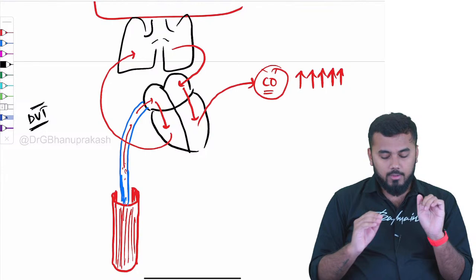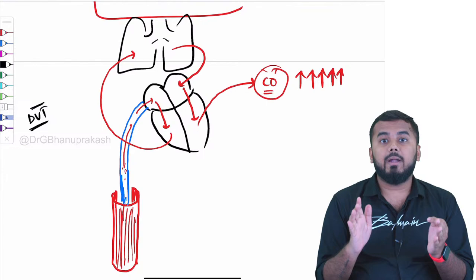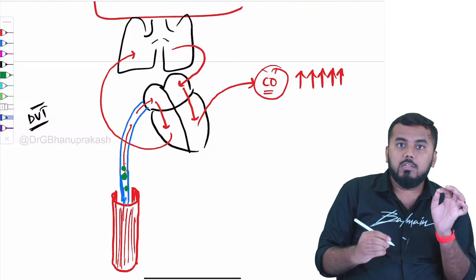Mostly this is seen in patients who are obese. Mostly this is seen in patients who are smokers. And most importantly, who are long-term bedridden. They can't move their legs. They can't move their body. So what will happen is that minute clots will be formed within the body. All these clots are called thrombus.